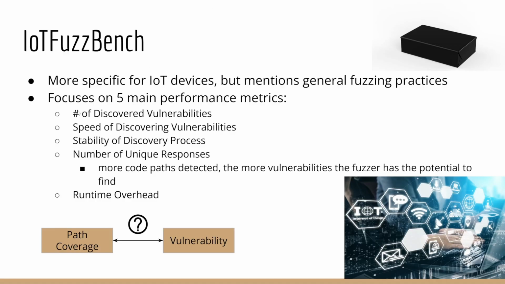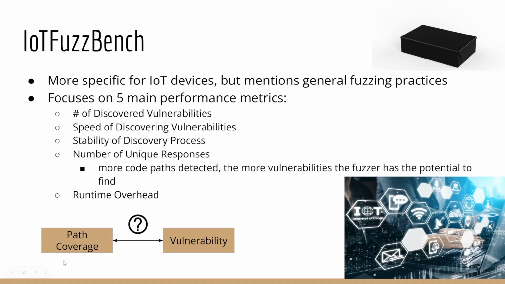They also mentioned having a stable process. And they also agree with Fuzzbench, where more code paths detected means more vulnerabilities that a fuzzer can find. And finally, they mention things like runtime overhead. If there's a tie between the number of crashes, whichever one had less overhead is a better fuzzer.